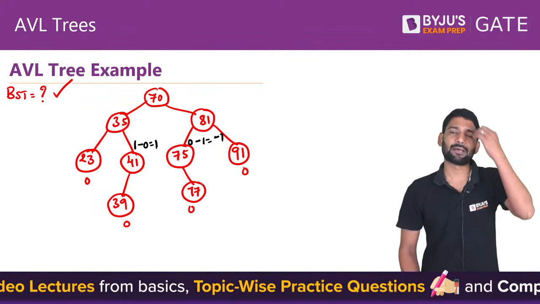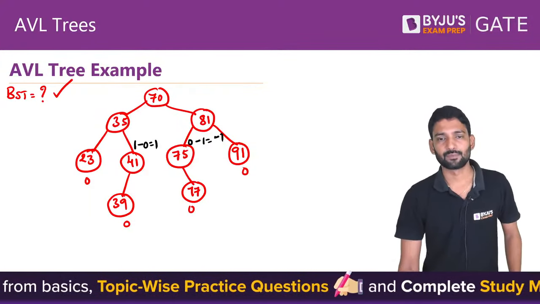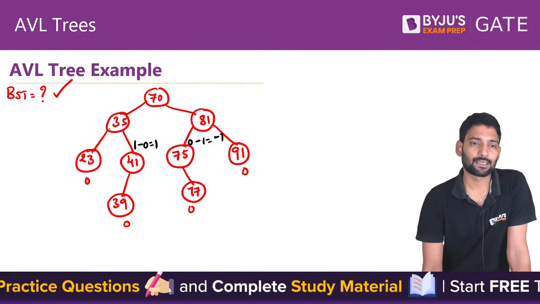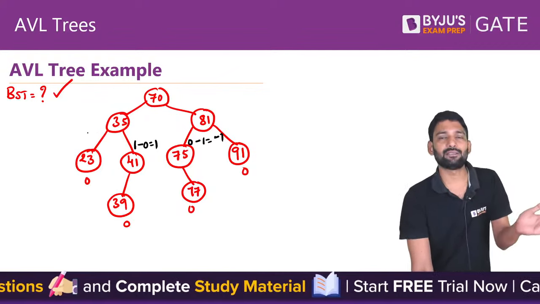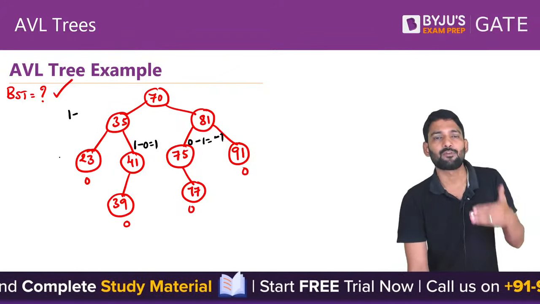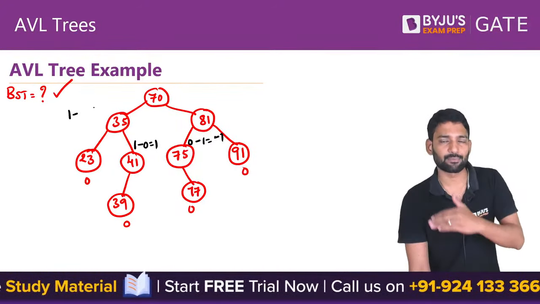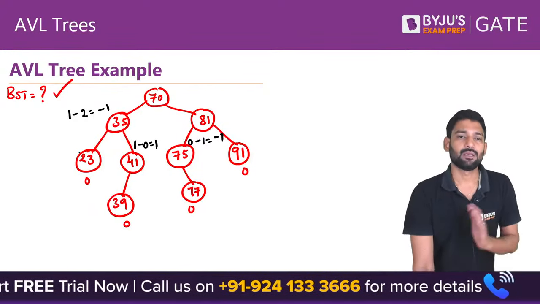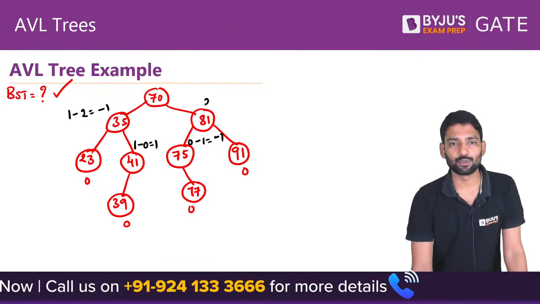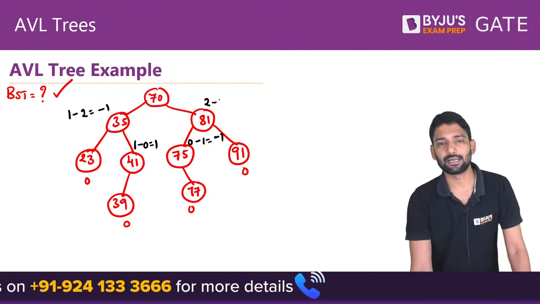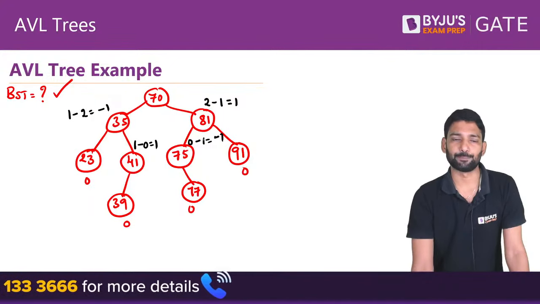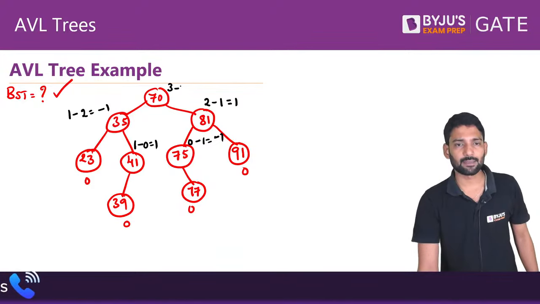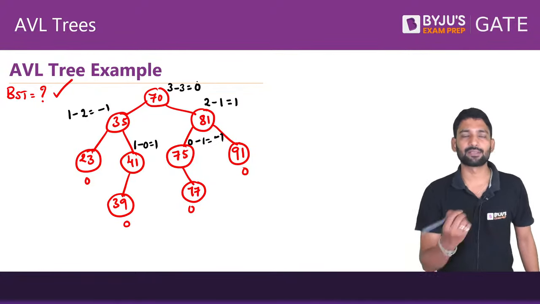So 75's balance factor is minus 1. 91 is a leaf node, its balance factor is 0. Now 35's balance factor: 23 is at height 1, 41 is at height 2, which means the right subtree is at height 2, so 1 minus 2 is minus 1. 81's left is at height 2, 91 is at height 1, so 2 minus 1 is 1. And 70's left subtree height is 3, right subtree height is also 3, so 3 minus 3 is 0.